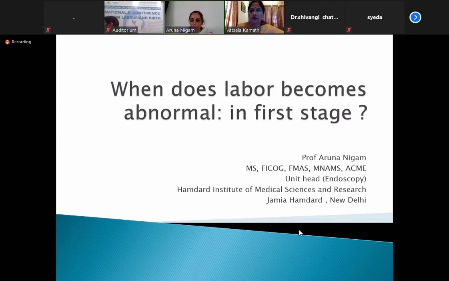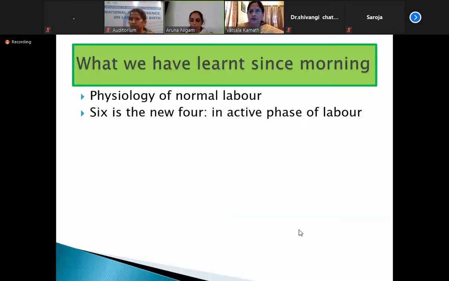So when does labor become abnormal in the first stage? What we have learned since morning is the physiology of normal labor. 6 is the new 4 in the active phase of labor, right? I thought there would be a T, but oh, there is no T.